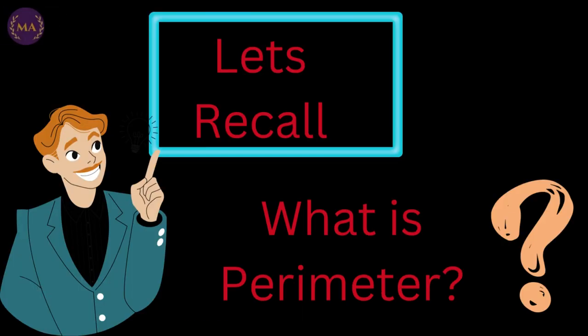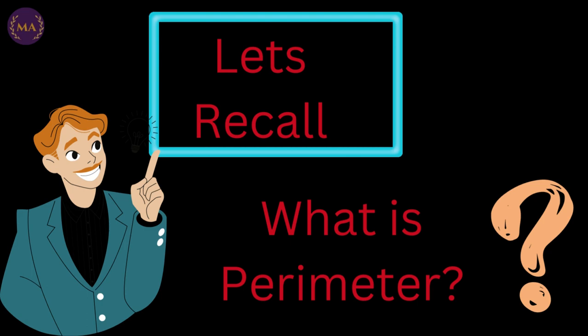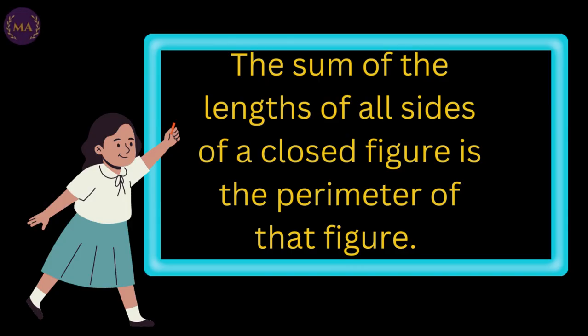So now let's recall whatever we have done in today's class. So today's class we started with the first question, what is perimeter? Okay, so now everyone knows what is a perimeter, right? So can anyone answer to my question, what is a perimeter? Ma'am, the sum of the lengths of all sides of a closed figure is the perimeter of that figure. Very good. This time I got the perfect answer.